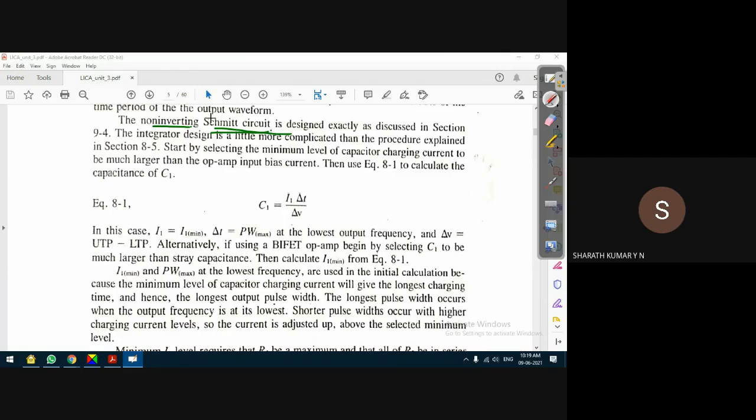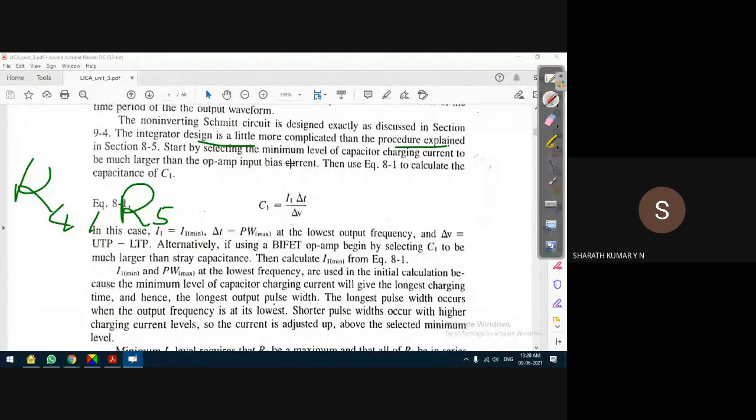As I said, in this course the symmetrical circuit we'll discuss later than this signal generator, so we do not yet know the design concept of a symmetrical circuit. I'll discuss it in the numerical problem. The integrated design is a little more complicated than the procedure explained, because here it involves R4 and R5 resistors, and hence it is not a straightforward design of an integrated circuit.